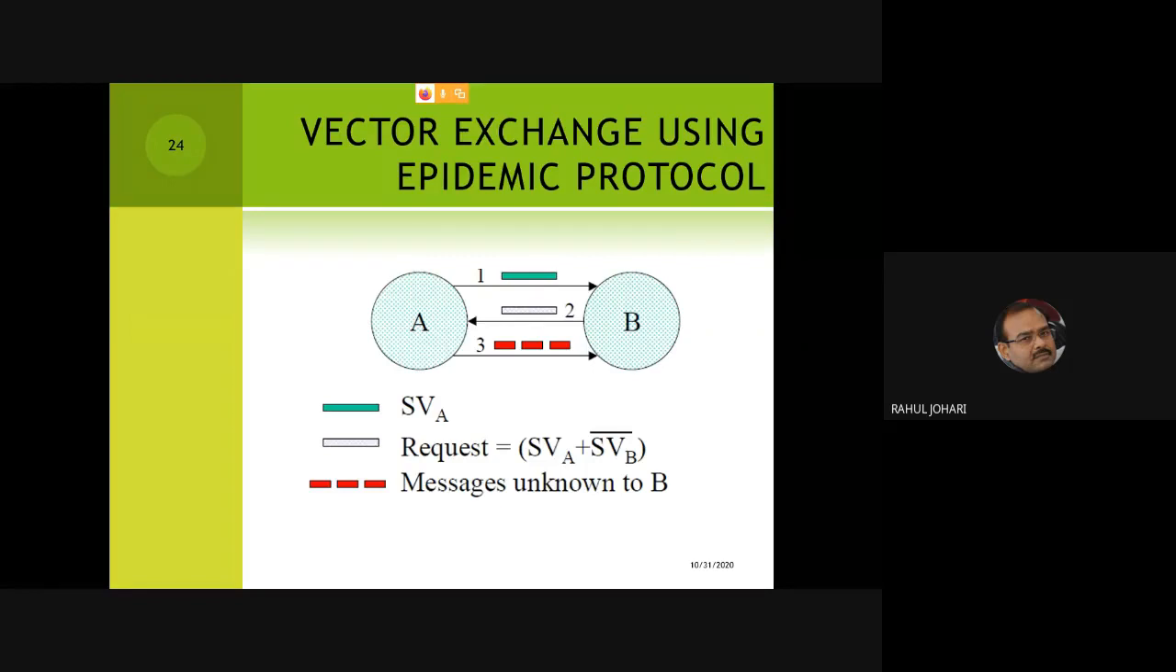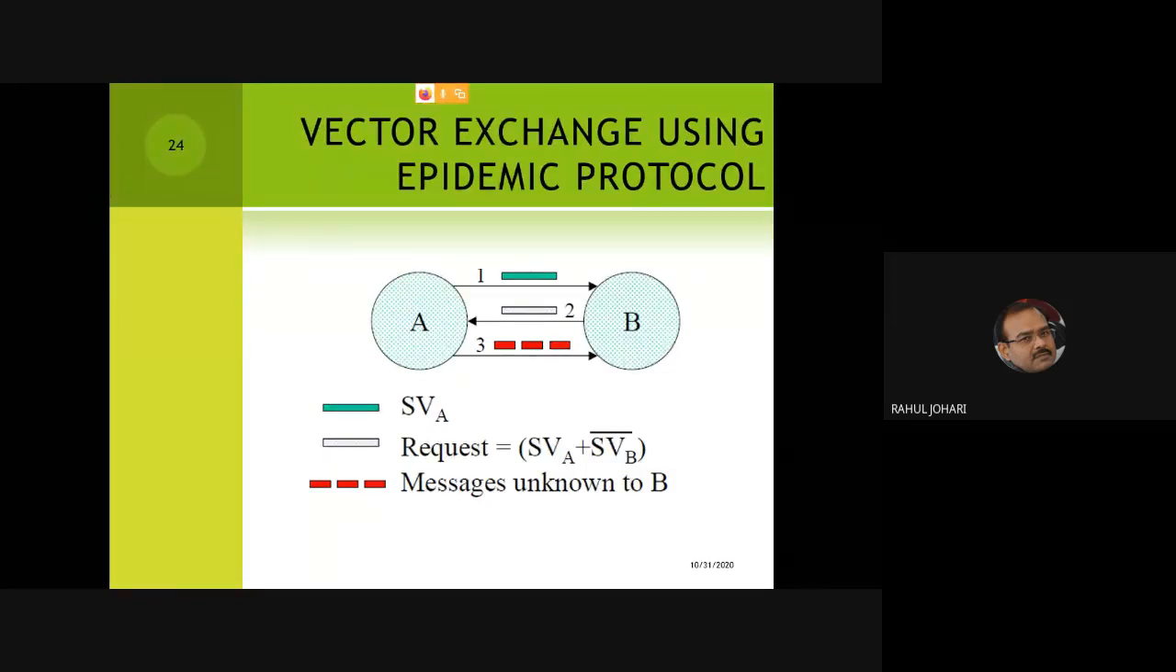So two nodes come into contact with each other. Node A shares its summary vector with node B. Now what will node B do? Node B ideally should send a request message. What will that request message contain? The complement of the list of messages which are there in the summary vector of B. We'll take an example to understand it better. B wants only those messages which are not known to it.